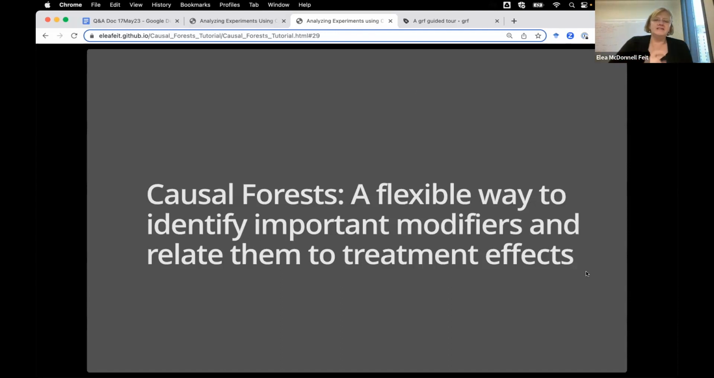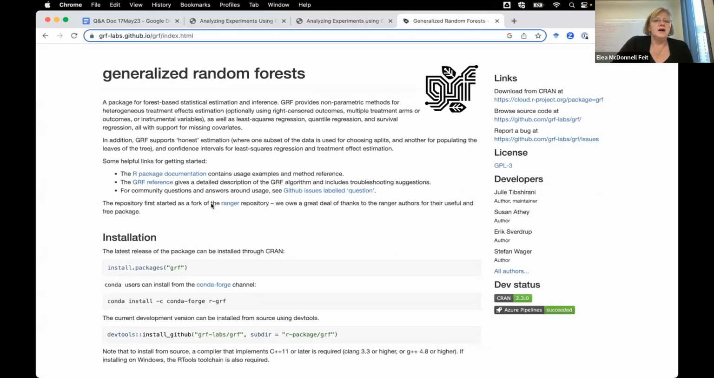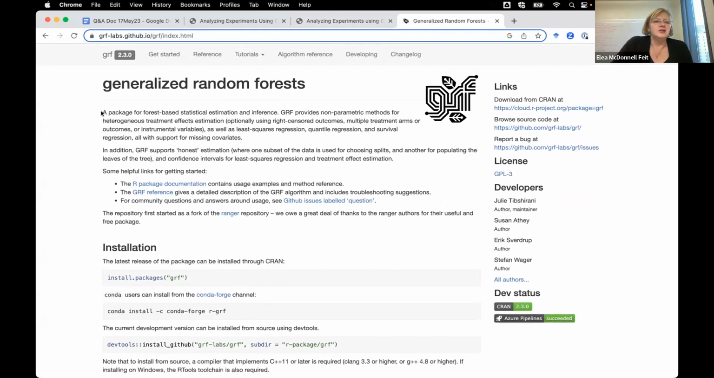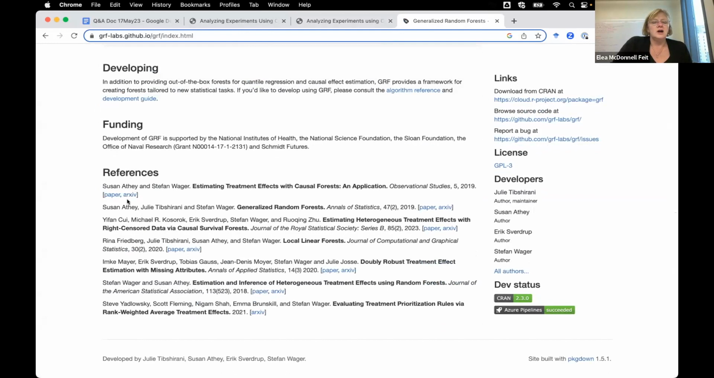All right, so we'll get to the causal forests pretty soon. The package I'm going to use for causal forests is called GRF. If we start at the homepage for the package, it's a package for forest-based statistical estimation and inference. I should acknowledge this paper, Susan Athey and Stefan Wagner, Estimating Treatment Effects with Causal Forests, which is a really nice introduction to the idea in general. This second paper is a very technical paper that gets into the details of why causal forests work.